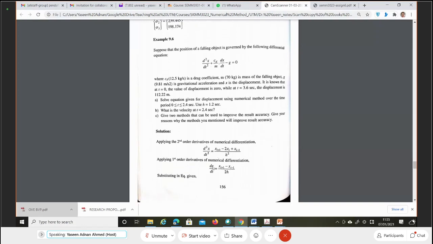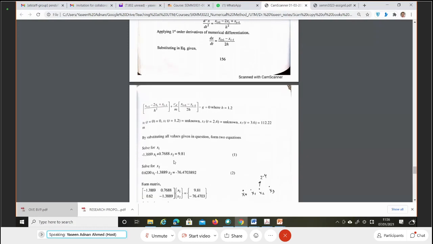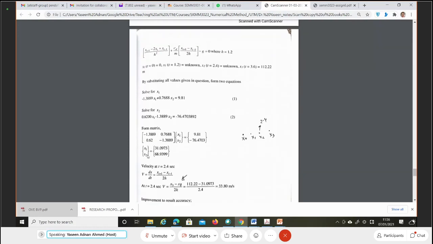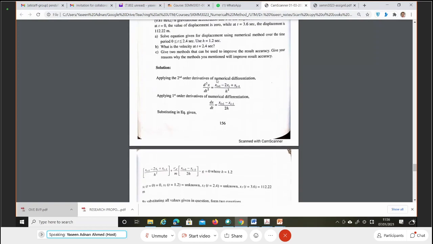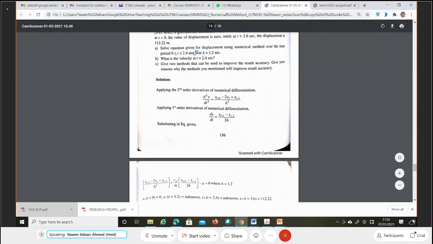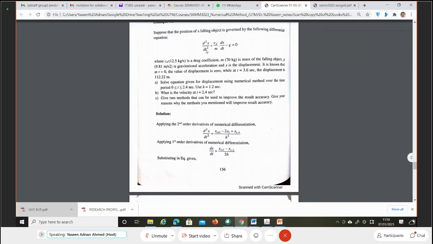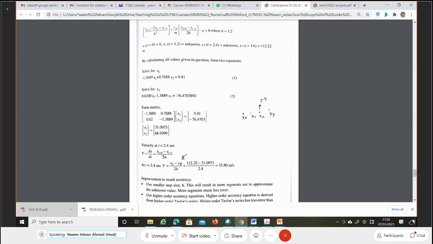In this case, again, second order, first order. So you just put the values there. You can have the solution. So after you get x1 and x2, okay, you need to know the v, right? They ask you to calculate the velocity. Solve the equation means you have to find the value of x for different t, and then they say the velocity at t is equal to 2.4. So you know that for 2.4 you have to use the central difference method.